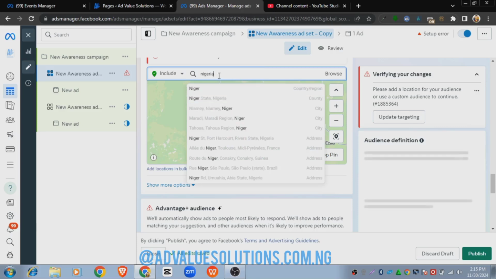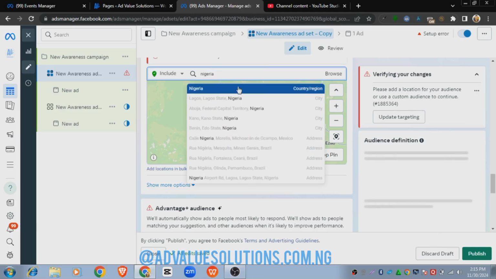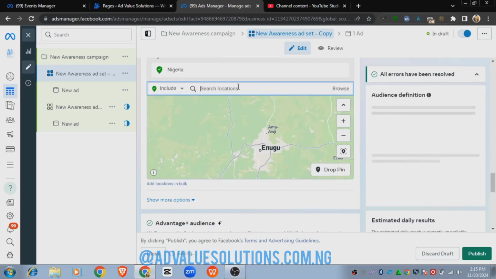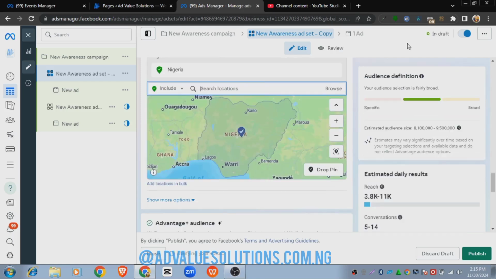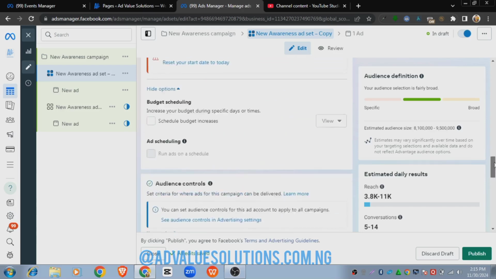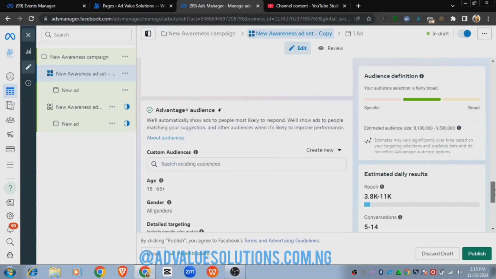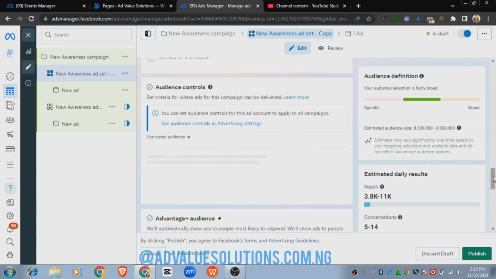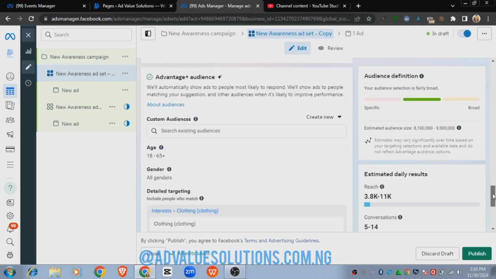Let me see Nigeria. Okay, country/region. That is it. Okay. Let's see, show more options. Now, let me see if I... just stay with me. Let this thing load finish. Okay, let me just show you something else while this thing is loading.